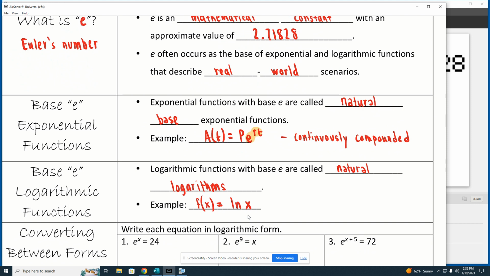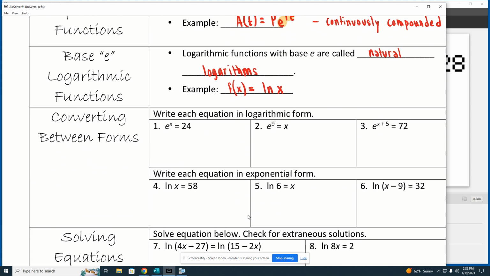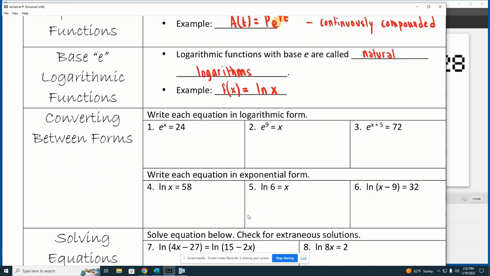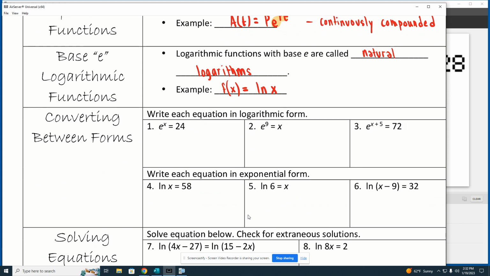You don't have to write it, just like the base 10 that we talked about a second ago. We don't have to write base 10. We just write base e. So for example, when we have a problem like 1 through 3, where every one of these exponents has a base of e, if I'm going to write those in logarithmic form, because it's base e, we're going to use natural log, ln. And you still do the loop. I don't have to make base e the base of your logarithm. It is that naturally. Okay, so it's ln of 24 equals x.